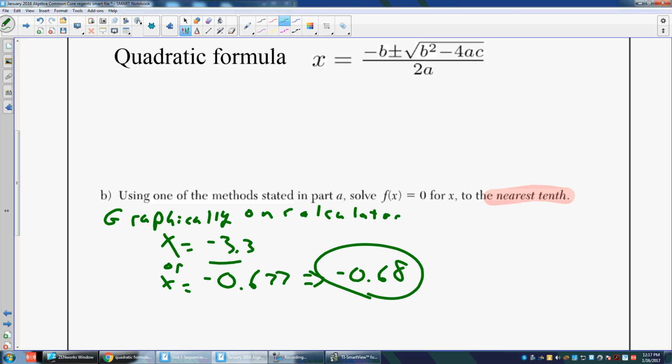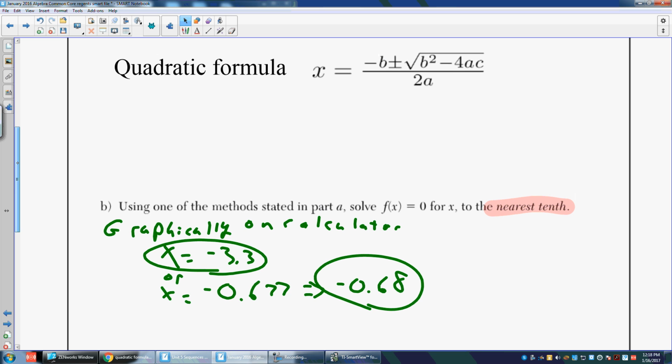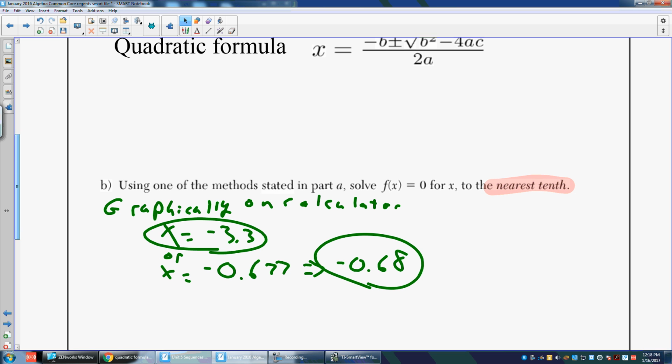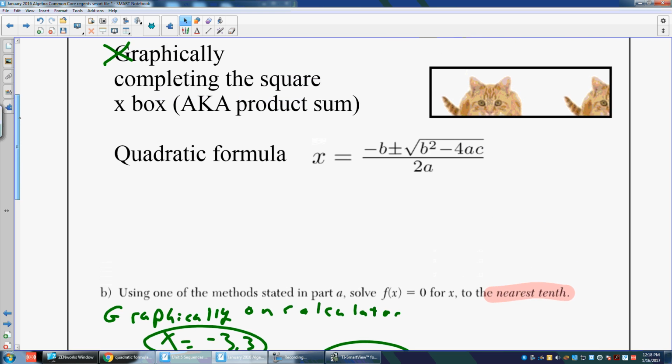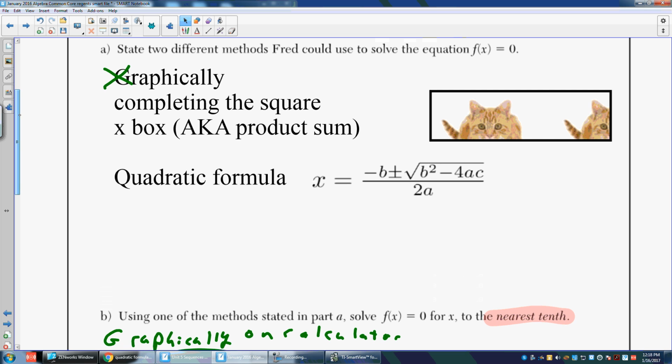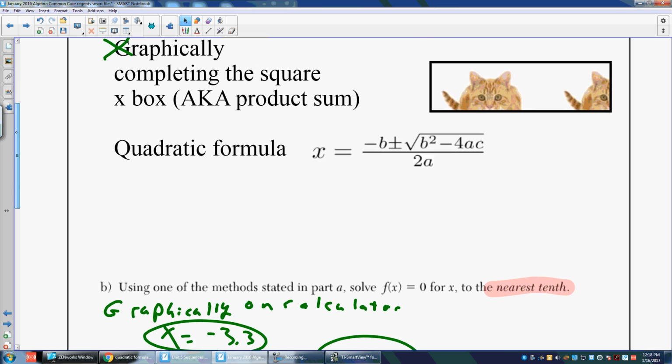So there are 2 answers graphically to the nearest tenth. Glad I read the directions again. Not hundredths, tenths. Okay, so completing the square and quadratic formula.